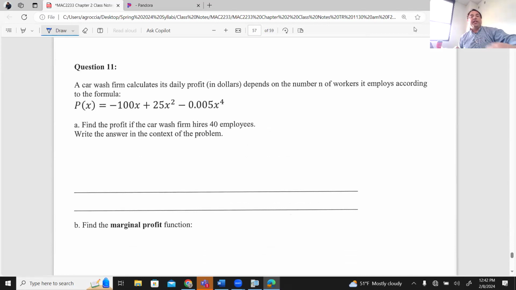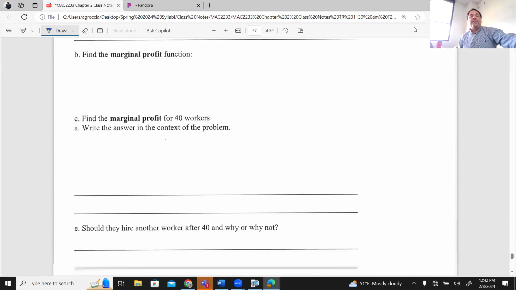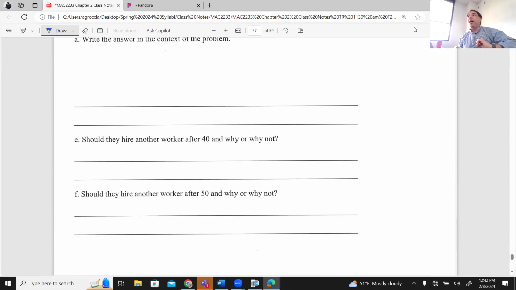This is another word problem dealing with profit, marginal profit, talking about workers. Should you hire or fire workers based on the profit? If the next employee gives you more money, hire. If the next employee loses money, you got to fire.